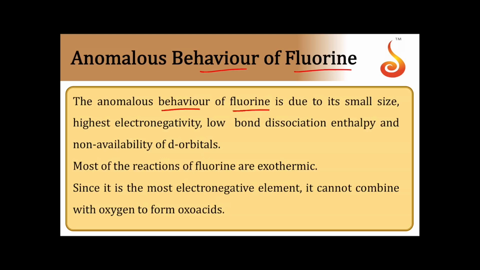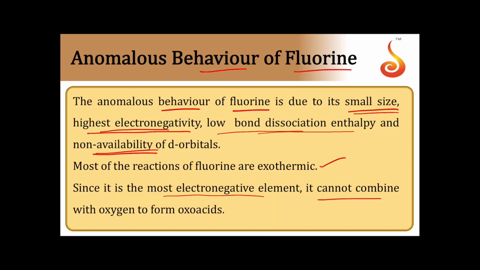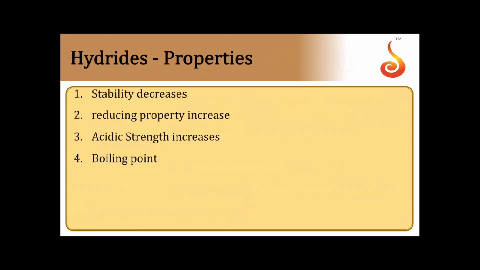The anomalous behavior of fluorine is due to its small size, high electronegativity, low bond dissociation enthalpy and non-availability of d orbitals. So there are 4 points. Most of the reactions of fluorine are highly exothermic in nature. Since it is the most electronegative element, it cannot combine with oxygen to form oxyacids. So oxyacids are not there for fluorine because it cannot combine with the highly electronegative oxygen.